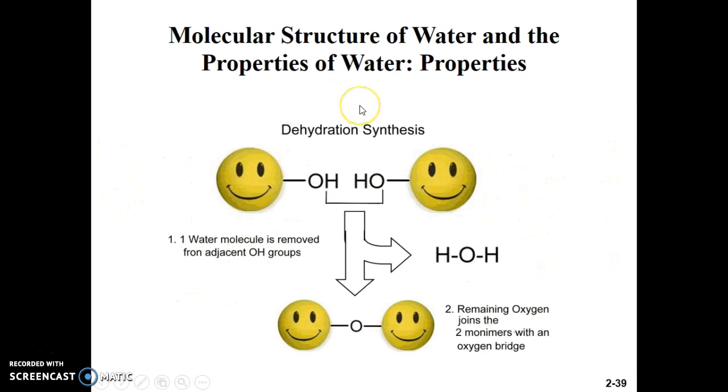Dehydration synthesis is the opposite reaction. So here we have two monomers. It could be glucose and fructose. It could also be an amino acid here and another amino acid here. If we take out a water molecule, the H and the OH, we produce a dimer right there, and we produce water as a byproduct. So it's dehydration because we're taking water away, and it's synthesis because we're making something.